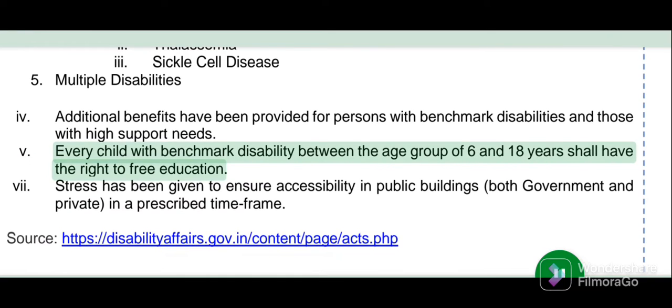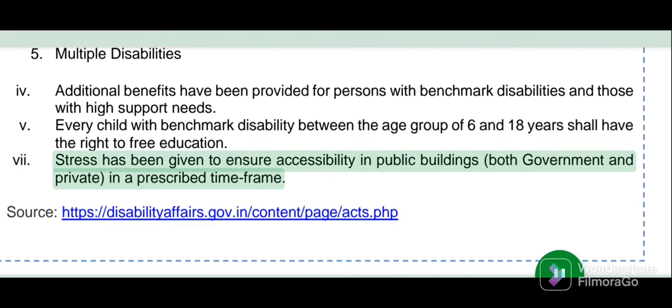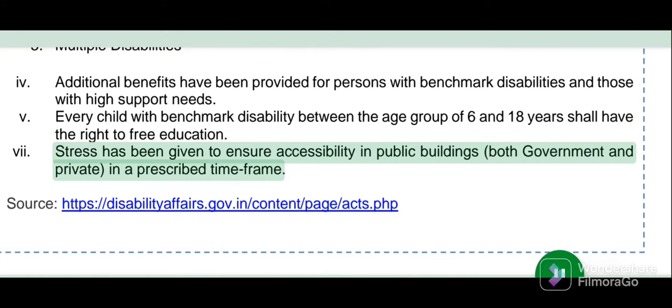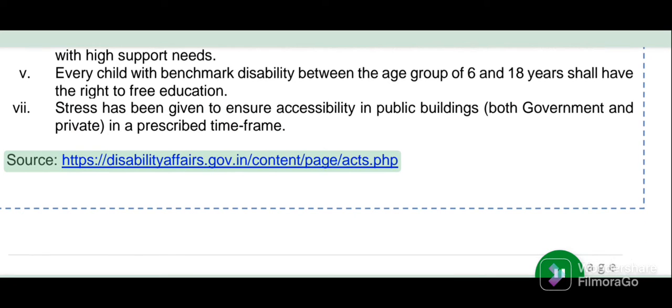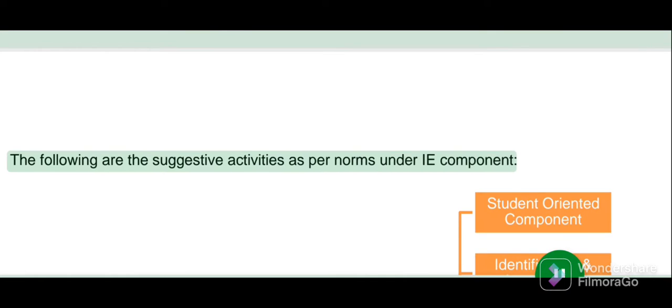Every child with benchmark disability between the age group of 6 and 18 years shall have the right to free education. Stress has been given to ensure accessibility in public buildings, both government and private, in a prescribed time frame. Source: Web links 145 PAGA. The following are the suggestive activities as per norms under IE component.